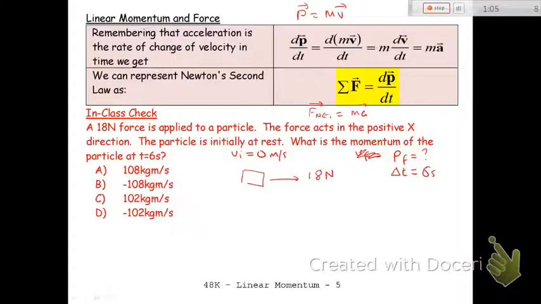So let's do this one together because it's harder than I thought it was going to be. So let's go on. There's a couple of ways you can approach this. One way is the kinematic way, where you say, well, okay, I want the final momentum. And the final momentum is equal to the mass times the final velocity. And the final velocity, well, VF equals VI plus A delta T. And so I can say, VF is equal to VI, which was 0, plus A, and delta T was 6. So I need to find my acceleration.